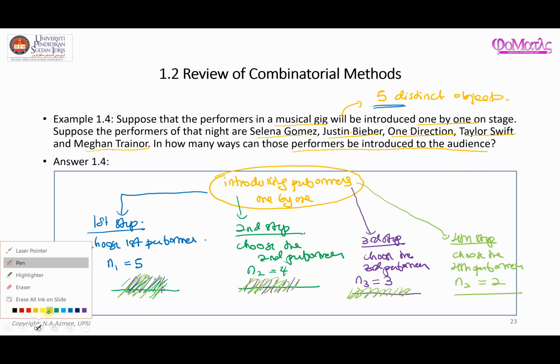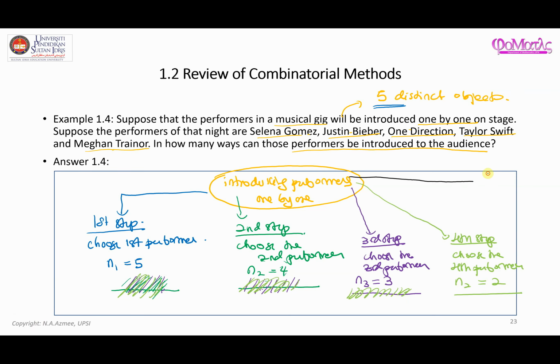Okay, and finally the fifth step is to choose the last performer, or the fifth performer, and here you don't have many options anymore. You don't have options at all because this is already filled up, this is filled up, this is filled up, this is also filled up, so 4 performers have already been chosen, so you're only left with just one option. Sorry, this is n4, so this is n5, so n5 is equal to 1.